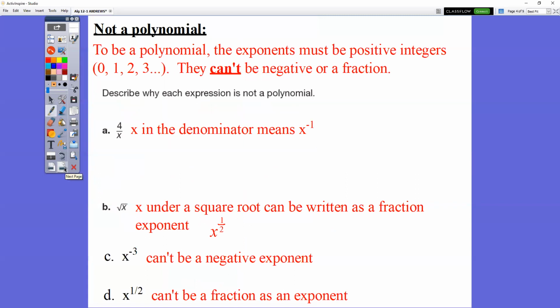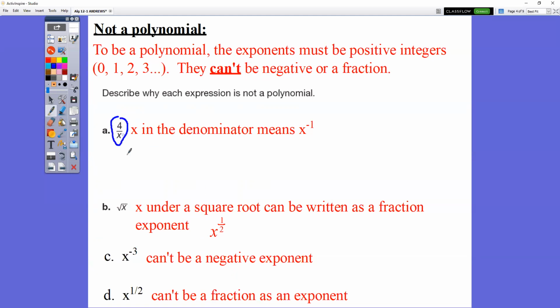What makes something not a polynomial? It is if the exponent is negative, if your exponent is a fraction, if you're taking the square root of a letter, or if you're dividing by a letter. All four of these things make it not a polynomial.